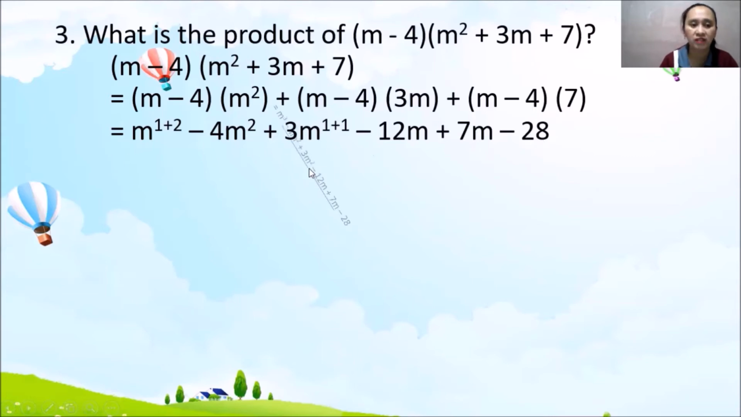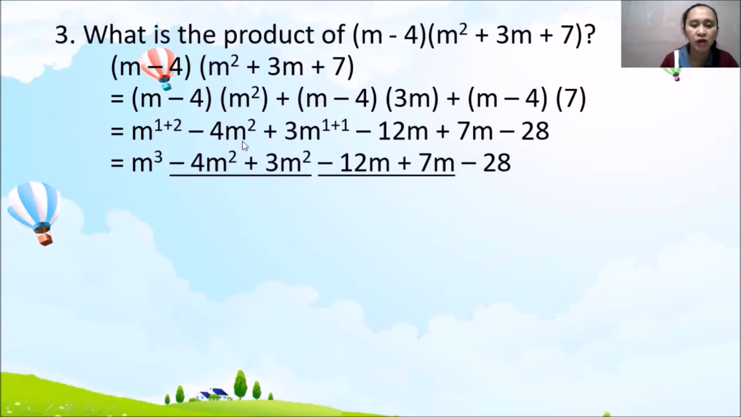Simplify the exponent. So we have m cubed minus 4m squared plus 3m squared minus 12m plus 7m minus 28. Combine similar terms, yan, nilinyahan ko na, in-underline ko yung magkaparehas. We cannot add or subtract unless the same literal coefficient, the same exponent. So bring down m cubed, negative 4m squared plus 3m squared, the signs are not the same, subtract. 4 minus 3 is 1. Hindi naman sinusulat ang 1m squared. And the sign of 4 is minus, kaya minus m squared.